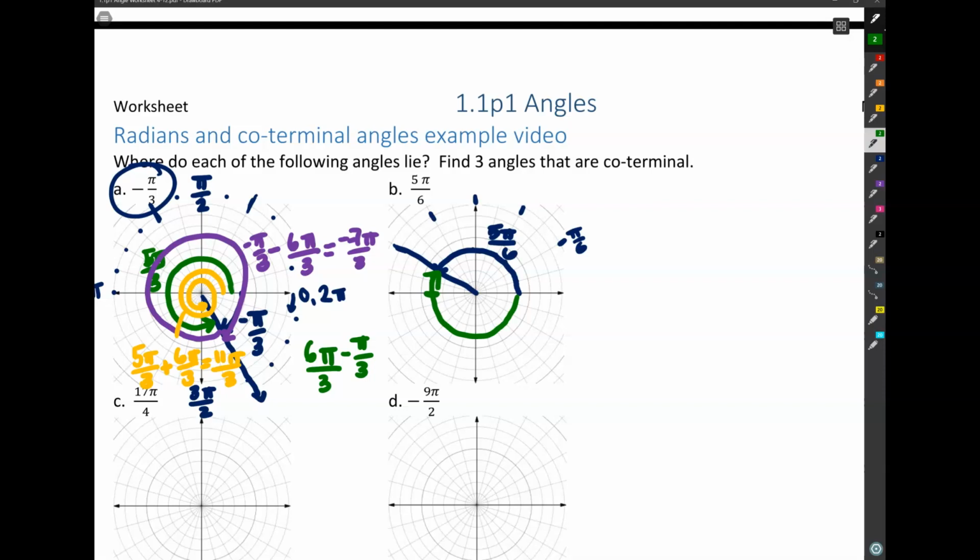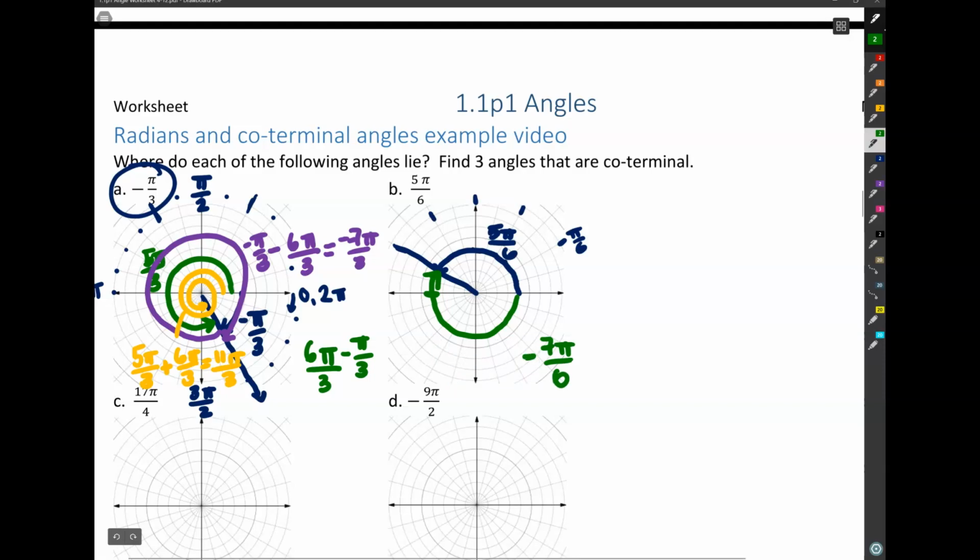And then we need one more. This is a pi over 6 right here. We went 5 pi over 6. There's one more pi over 6 to get down there. So we need pi plus pi over 6. And this is going to be 6 pi over 6 plus pi over 6, which is 7 pi over 6. But we went the opposite direction, so it's really a negative 7 pi over 6.